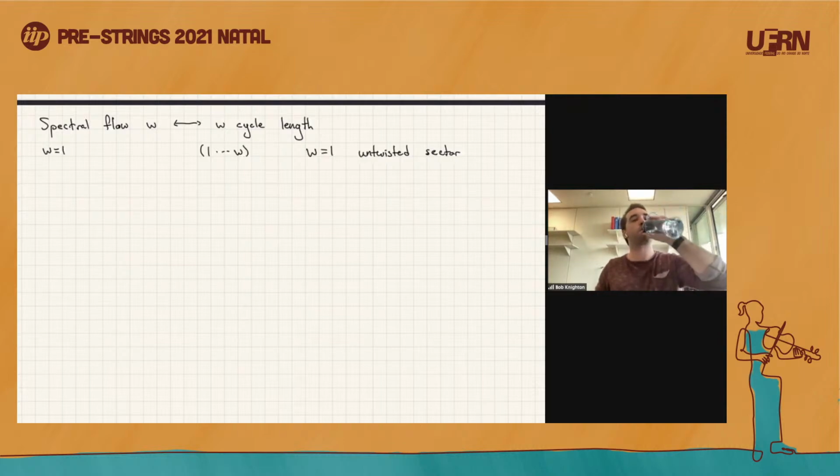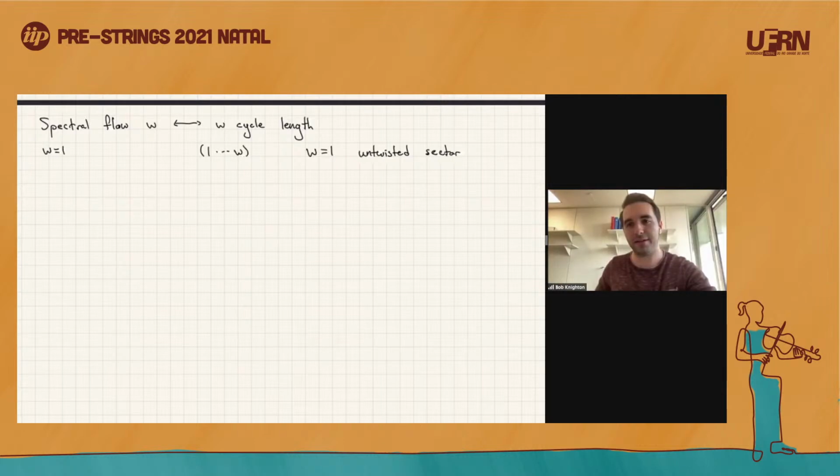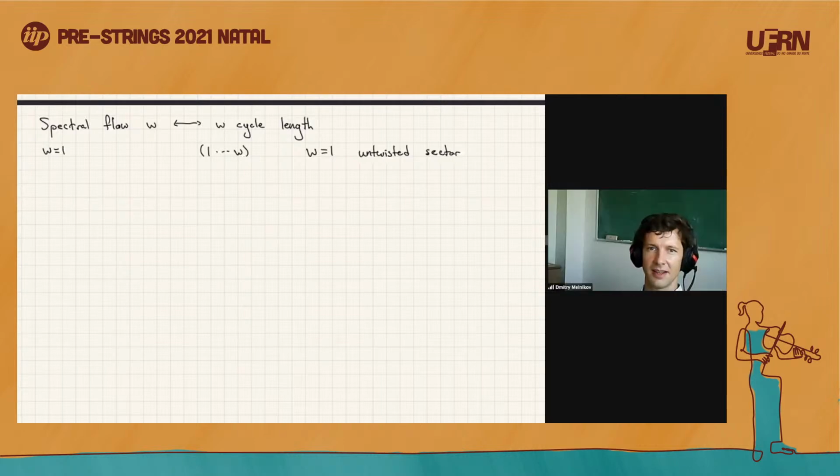More questions? I wanted to ask a very naive question. How do you see N in the worldsheet picture? Which N? Big N, the rank of the permutation group S_N in the dual picture.